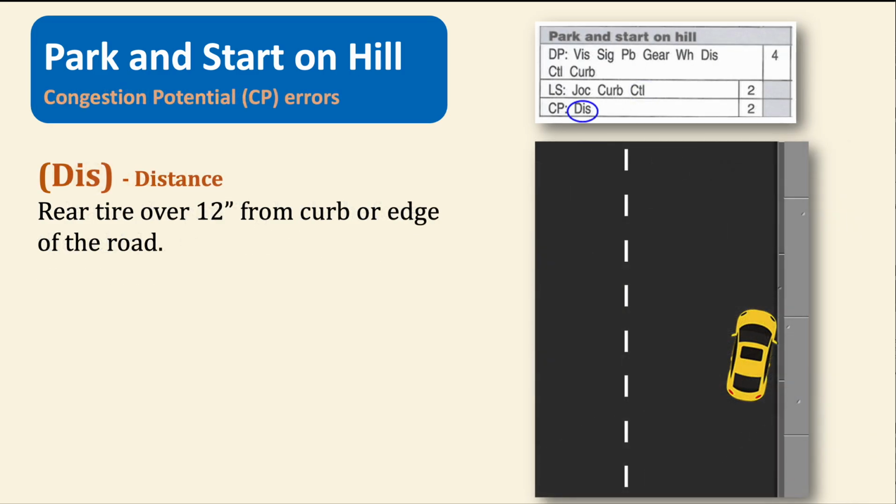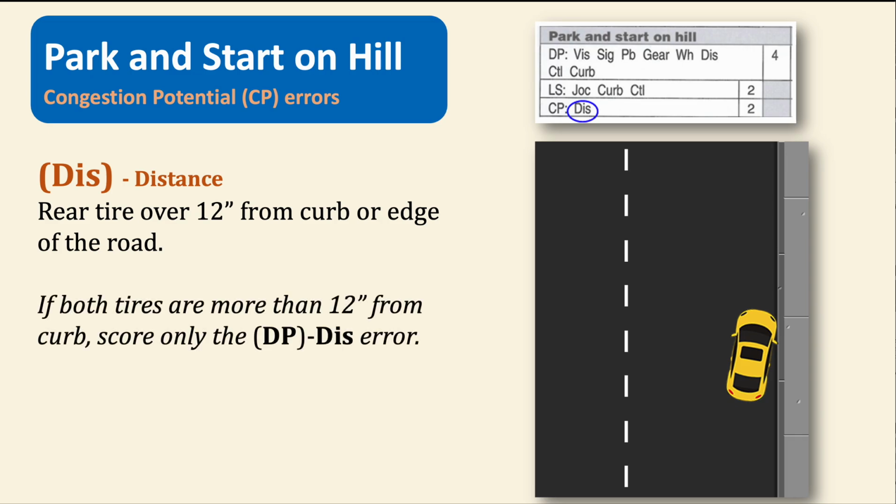Finally, the 2-point distance version. When the rear tire only is more than 12 inches from the curb or the edge of the road. Not as dangerous, but does contribute to congestion. There's a congestion potential there, so that's why it's left here. So if the front tire is also too far away, only circle the 4-point distance penalty, not this one. This one is only if just the rear tire is more than 12 inches from the curb or the edge of the road. Again, if both tires are more than 12 inches, just circle the 4-point distance version.